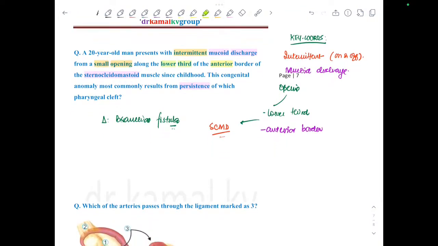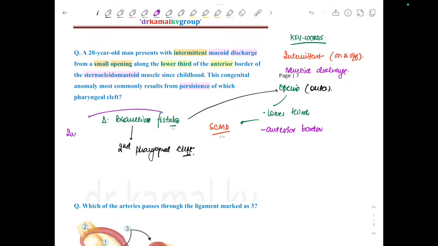So this is a branchial fistula, and this is because of persistence of the second pharyngeal cleft, right? And when we say fistula, it means a fistula has an inner opening and an outer opening. So a fistula has to have two openings. The outer opening is already mentioned here. So this is the outer opening, clear? And the inner opening is in the tonsillar fossa, clear? So it is a fistulous tract.